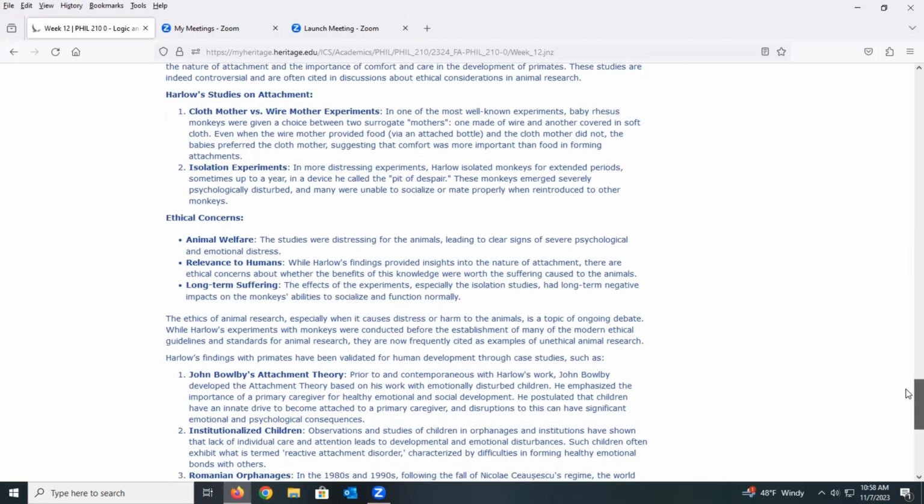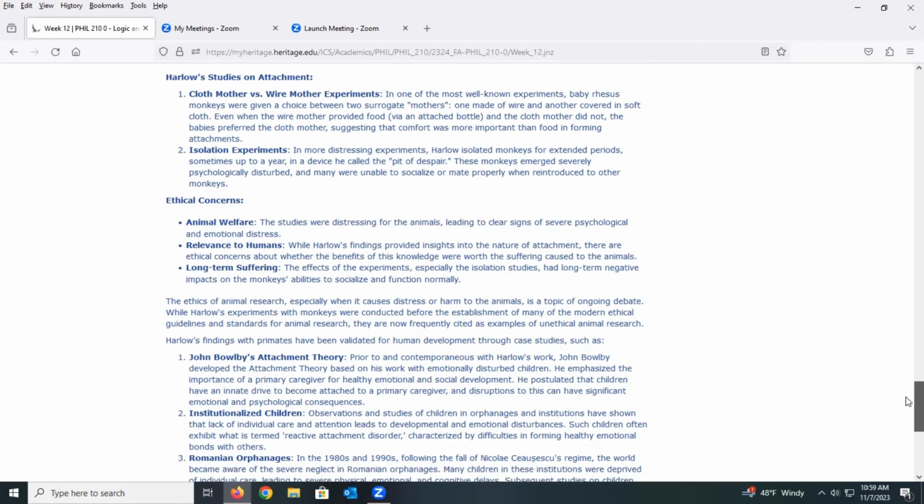And we considered Harlow's studies on attachment, which led us into discussions of the ethics of using other beings on our planet, animals and other creatures that we share our planet with, and looking at animal welfare. Animal welfare issues in relation to ethical experimentation and scientific inquiry.